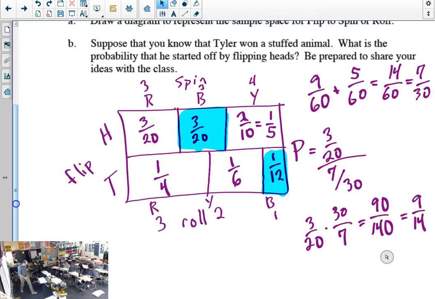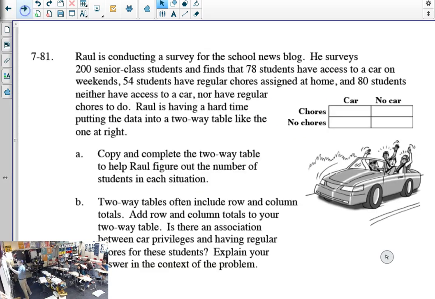Okay, we have about 13 minutes left. Let's go help Raul. He's doing a survey. We're going to get more into stats as the year goes, so they start to introduce a little bit more statistics. So Raul surveys 200 people. Go ahead and check out the results. Build yourself a data table.